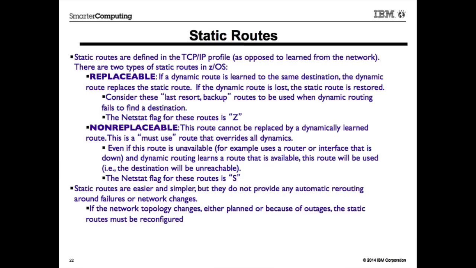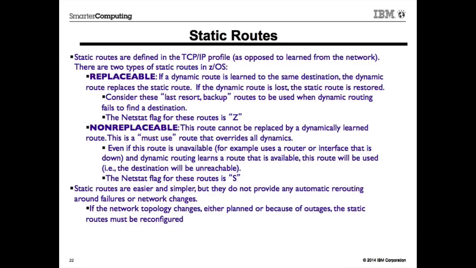All right, so slide 22, we'll start talking about route types. The most basic route type is a static route. A static route is defined in the TCP/IP profile. It is not learned from the network. So when you define a static route in the TCP/IP profile, there are two types of static routes, and I think this might be relatively unique to z/OS.